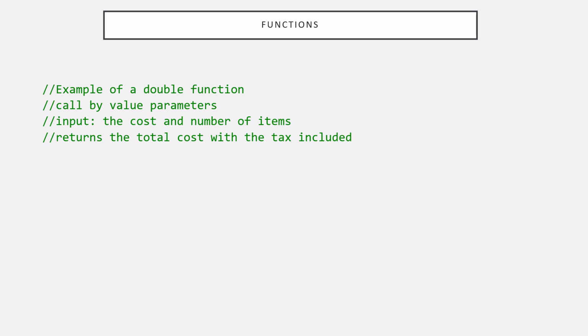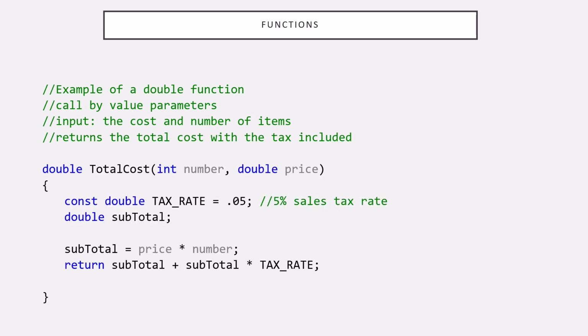All right, so here's an example of a double function. So this is a double function. That means it returns a double. That means that this function call will be in the form of an expression. So to call this function, you'd say double x equals total cost. And then it has two formal parameters. It has an integer called number.